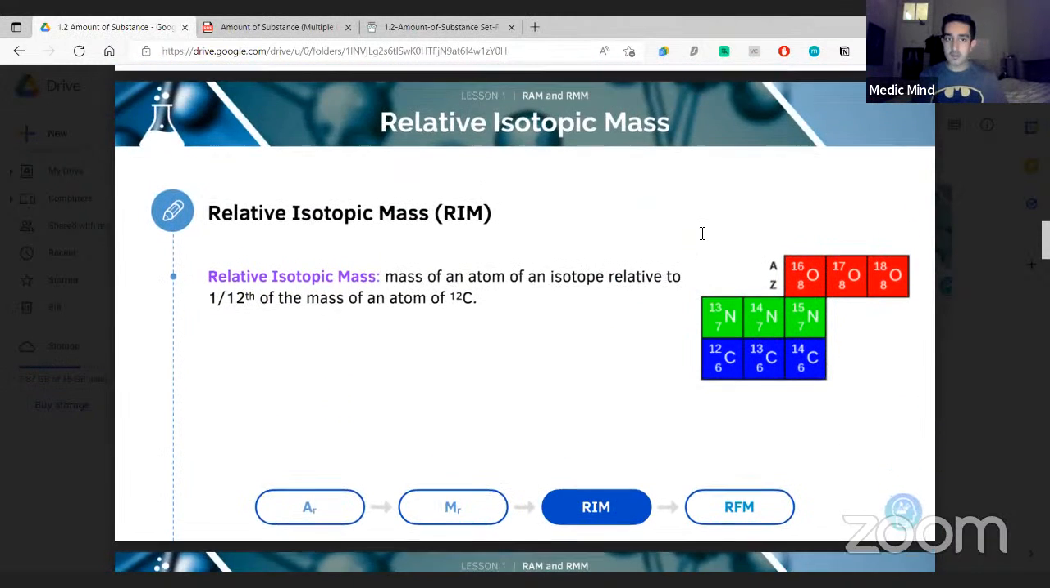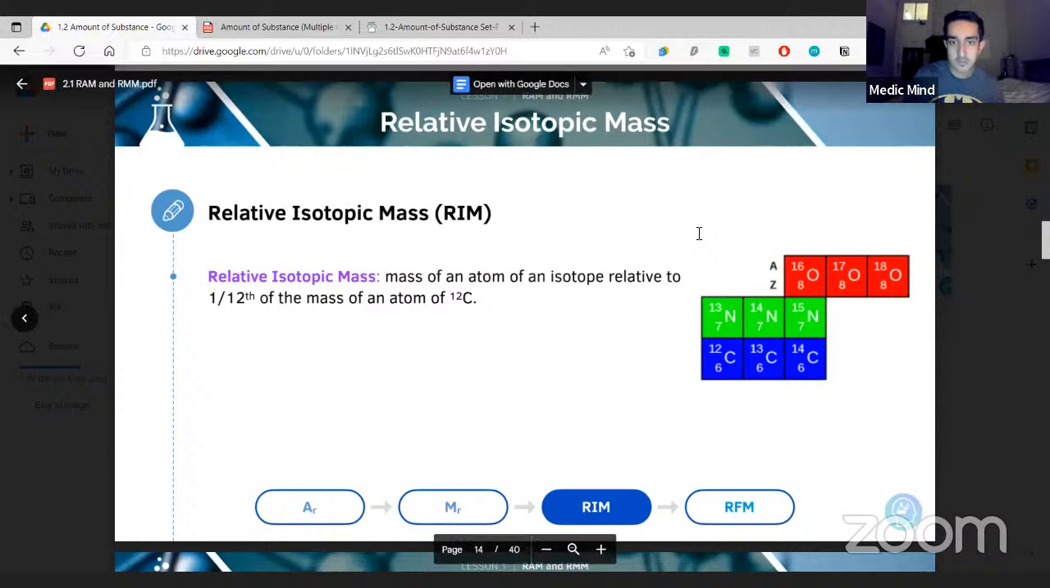Relative isotopic mass is the relative mass of an atom of an isotope relative to 1/12 the mass of an atom of carbon-12. So really important to note that.